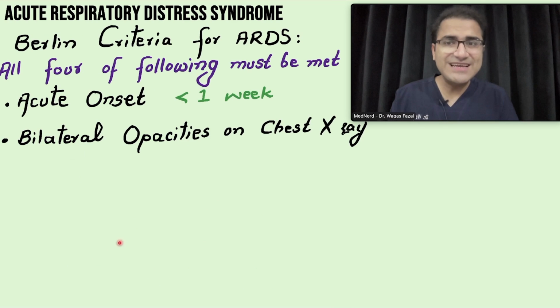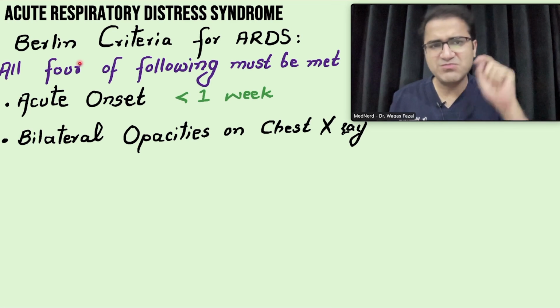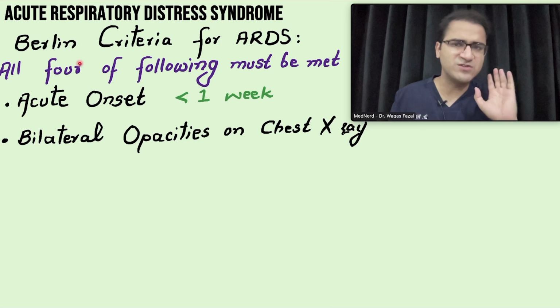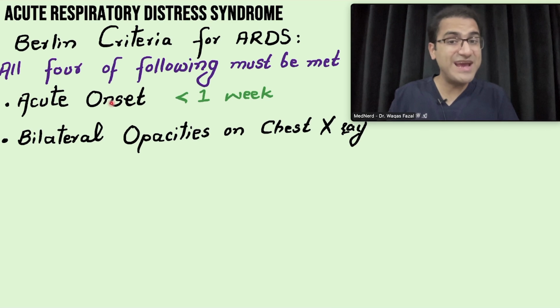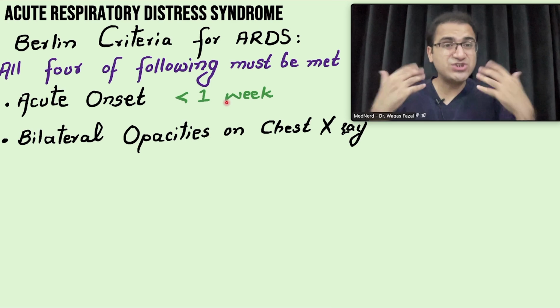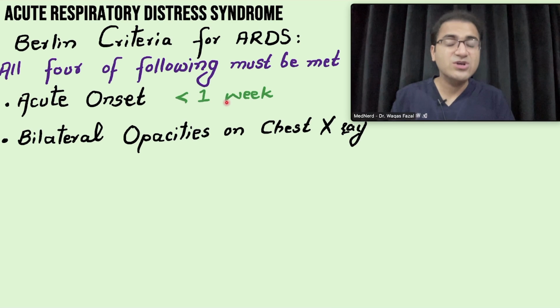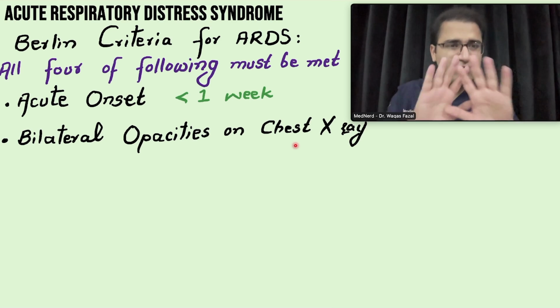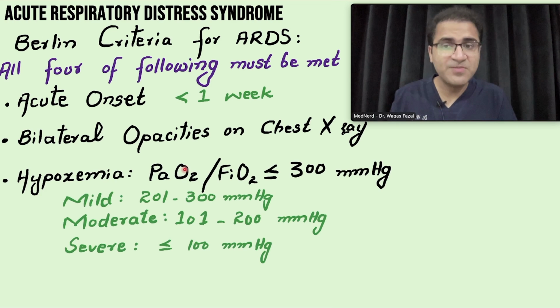There is a certain criteria that is used for the diagnosis of acute respiratory distress syndrome that is called the Berlin criteria, and all of these 4 conditions must be met for the diagnosis. It should be acute onset. Within less than a week, the patient developed this sudden onset shortness of breath. There should be bilateral opacities on the chest X-ray. Diffuse bilateral opacities should be there.